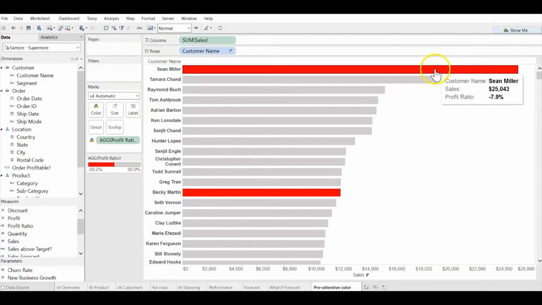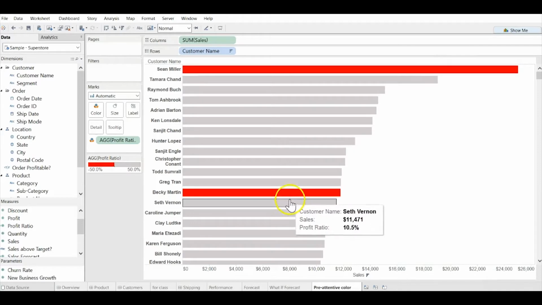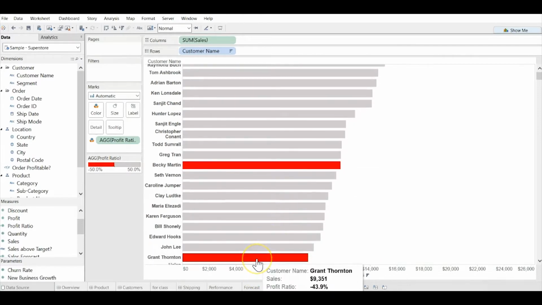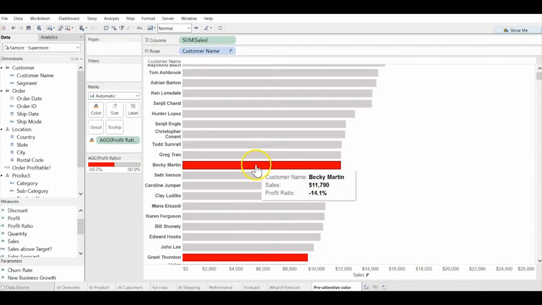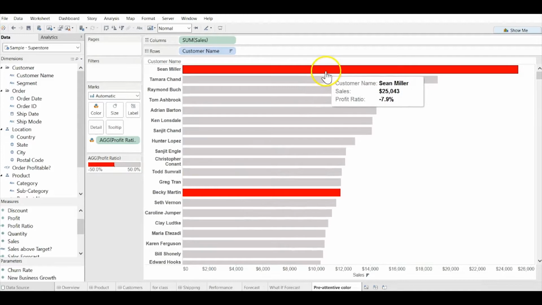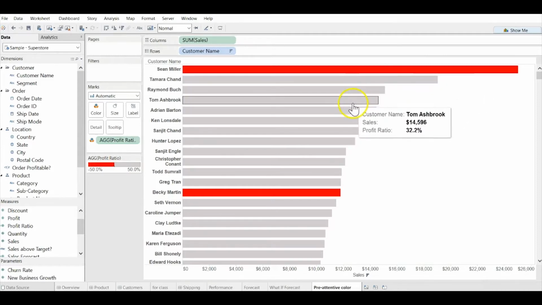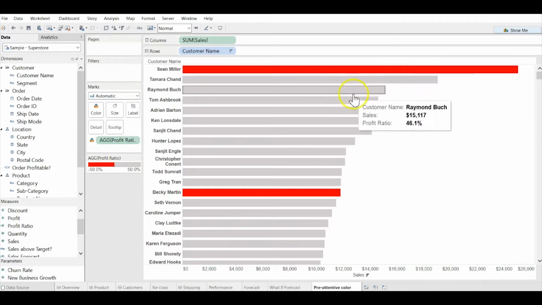but also it looks like Becky Martin and Grant Thornton and Peter Fuller, they all made a lot of sales but sold at a loss, which means they gave a lot of discounts out in order to pump up their sales numbers. While Tamara Chand in particular, but also Raymond Bush and Tom Ashbrook and some of those people, made a very large amount of profit without having to discount at all.